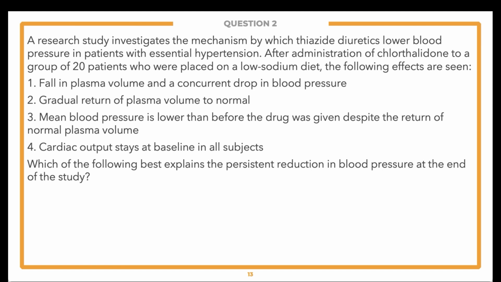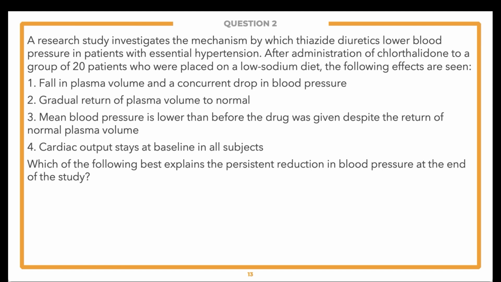Which of the following best explains the persistent reduction in blood pressure at the end of the study? Okay, so here we are. We've got a kind of research question in here, so we know what it is we're going to be looking at. So let's go ahead and read the vignette.